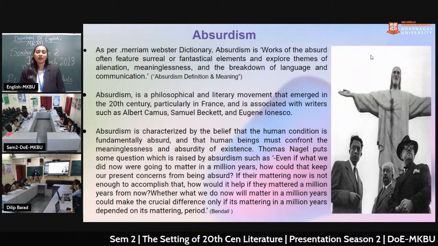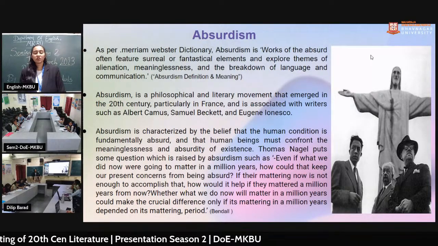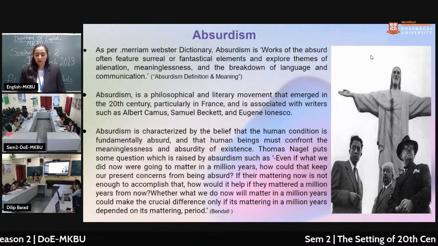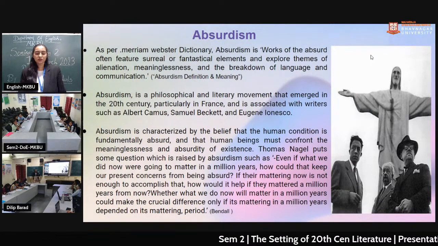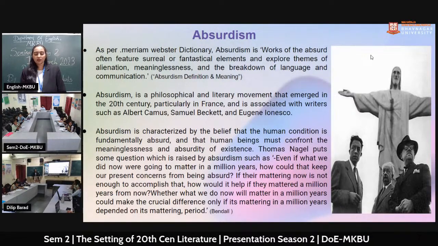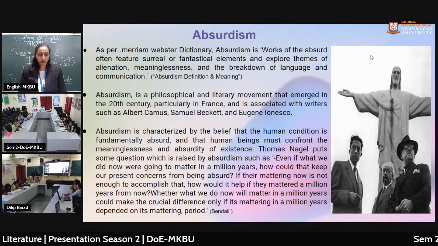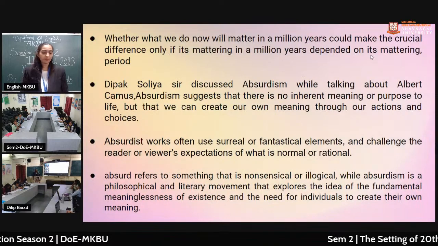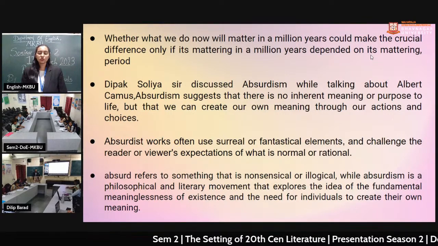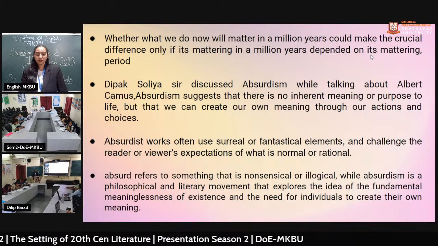Same thing like karma. Everyone says that karma will give you fruit, but which fruit, where, when, those are unanswerable questions. So it's the same thing: absurdism explains that our deeds and what we are doing right now will pay us, but where, we don't know. Whether what we do now will matter in a million years could make a crucial difference only if its mattering in a million years depended on a mattering period.